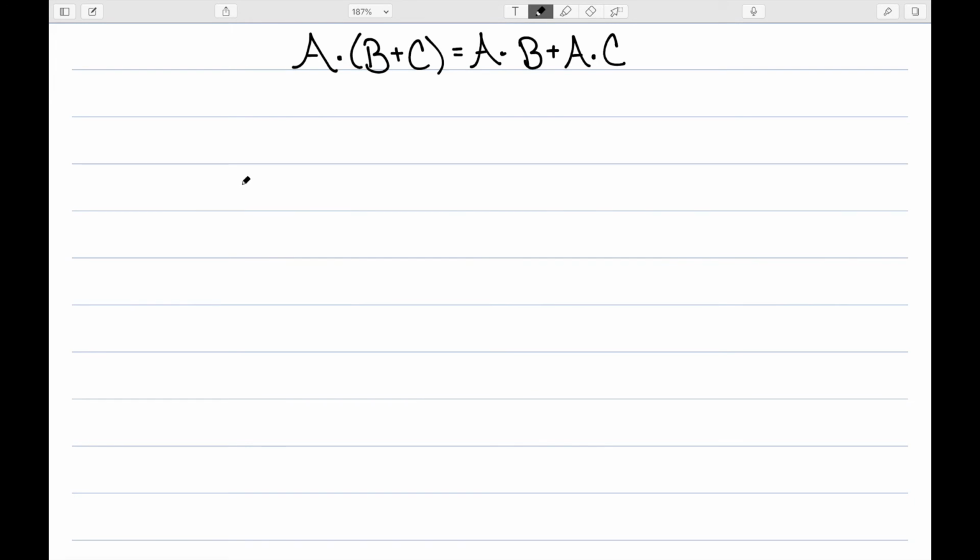There are other variations of the distributive property as well. The first of these, (A plus B) times C, is the same thing as A times C plus B times C. So this is another way to write the distributive property, and these are equivalent ways. So these both do mean the same thing.